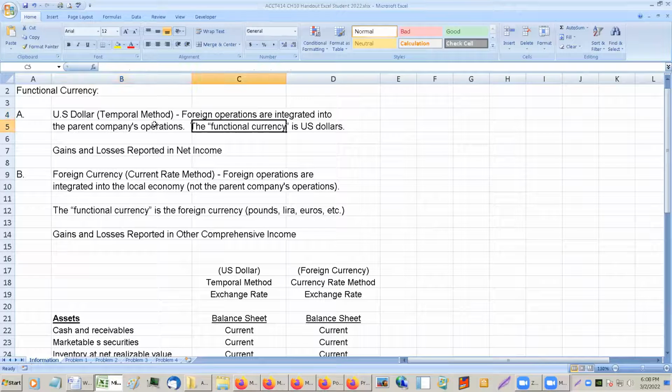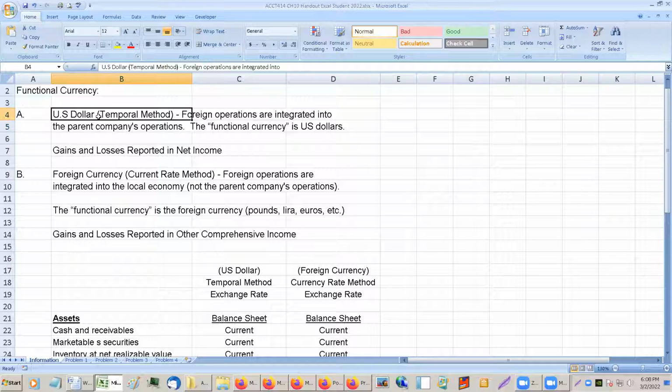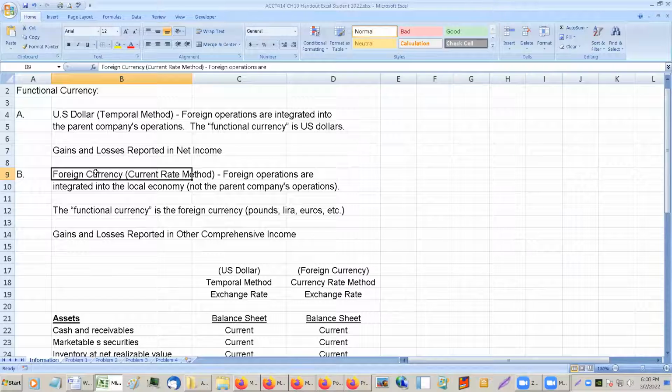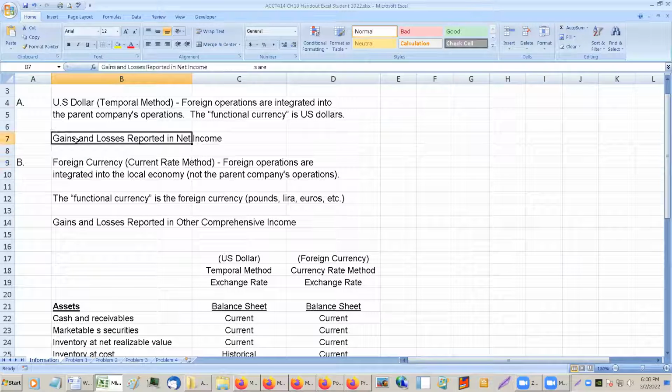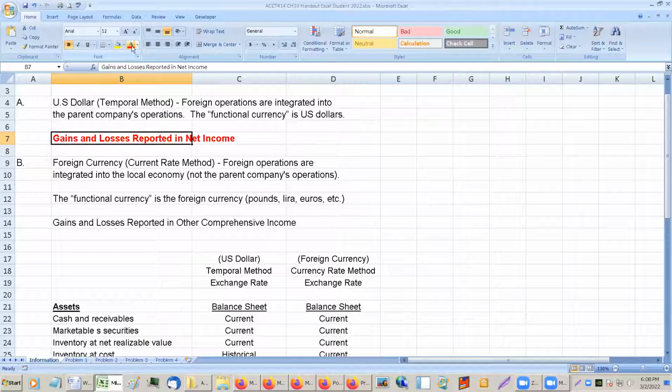And again, it's usually for countries that, for whatever reason, their currency is being devalued. Okay. Gains and losses are reported in regular old net income.